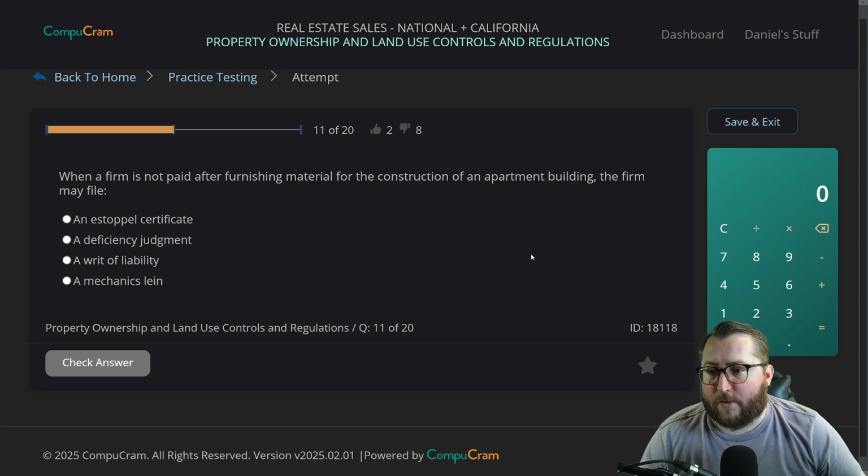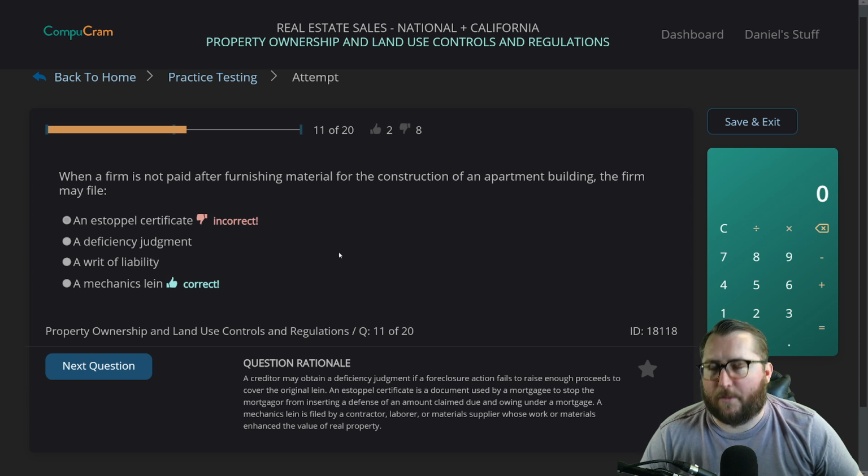Question 11. When a firm is not paid after furnishing material for the construction of an apartment building, the firm may file an estoppel certificate, a deficiency judgment, a writ of liability, or a mechanic's lien. A mechanic is not a construction. Let's go with an estoppel certificate. Oh my God, I had it.